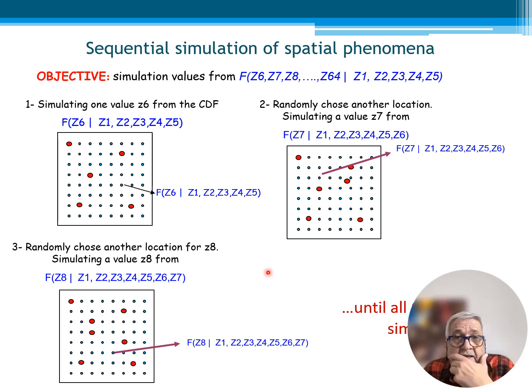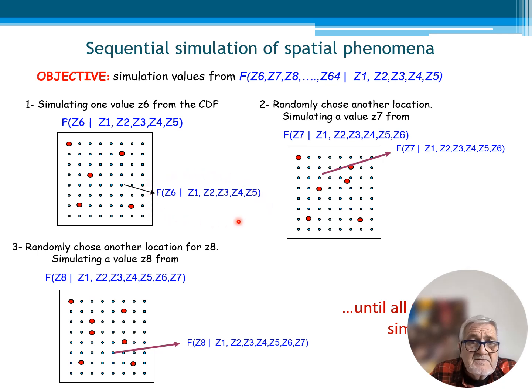So what we wish, in the first step, is to simulate this point here. It was chosen randomly in the entire grid. Let's call it Z6. When we want to simulate Z6, the value of our variable, for example porosity, permeability, and so on, we want to simulate the value at that location given the knowledge of Z1, Z2, Z3, Z4, Z5.